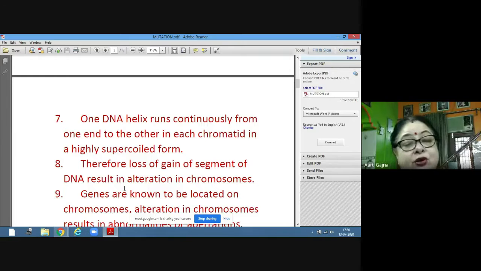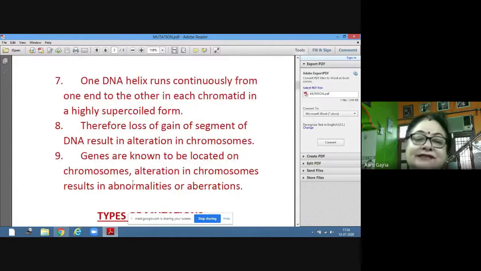Now, genes are known to be located on chromosomes. Genes are on chromosomes. So, alteration in chromosome results in what? Abnormalities or aberrations, because genes are ultimately responsible for the traits. So, if there is any change in the chromosome, there would be abnormalities or aberrations. Why? Because the normal condition is the normal genetic makeup, and if there is any change in the genetic makeup, that would result in abnormality or aberrations. Now we will see, so this is what mutation is about.